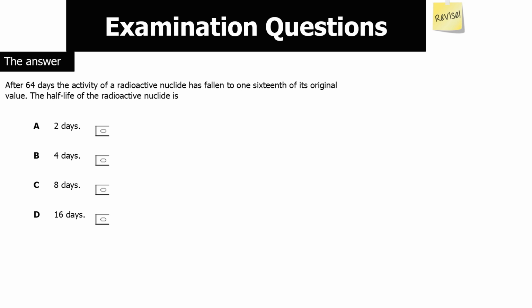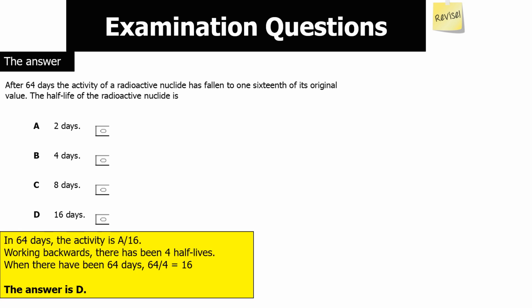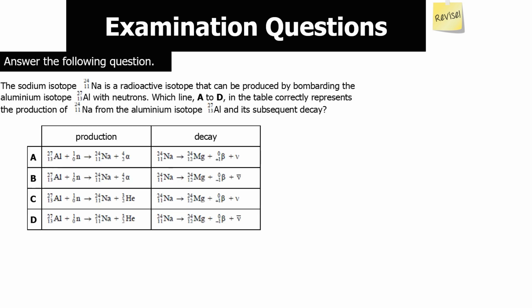Right, so if in 64 days the activity has gone to 1/16, working backwards there's been 4 half-lives, because we've gone from 1 to a half to 1/4 to 1/8 to 1/16. So if there's been 64 days and 4 half-lives, there's 1 half-life every 16 days. Our answer is D.